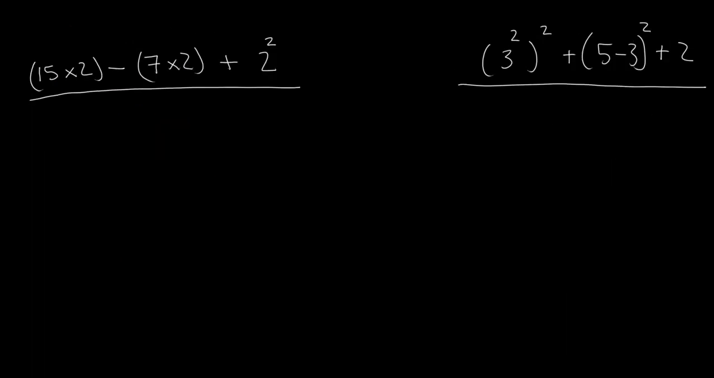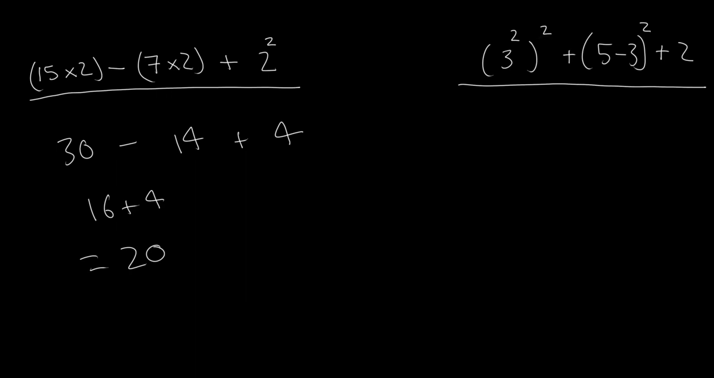Done. So here we have 2 brackets and a term with an exponent. So let's deal with the brackets first. 15 times 2 is 30. 7 times 2 is 14. Plus, and now we deal with the exponent. 2 to the power of 2 is 4. So 30 minus 14 is 16, plus 4 is 20.